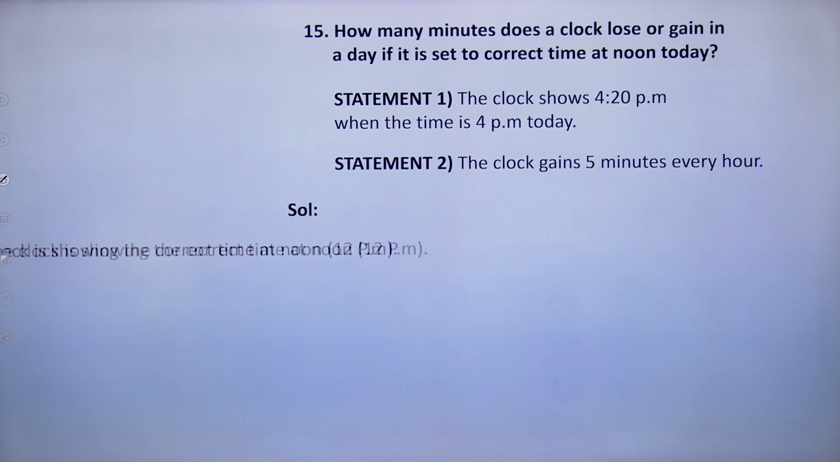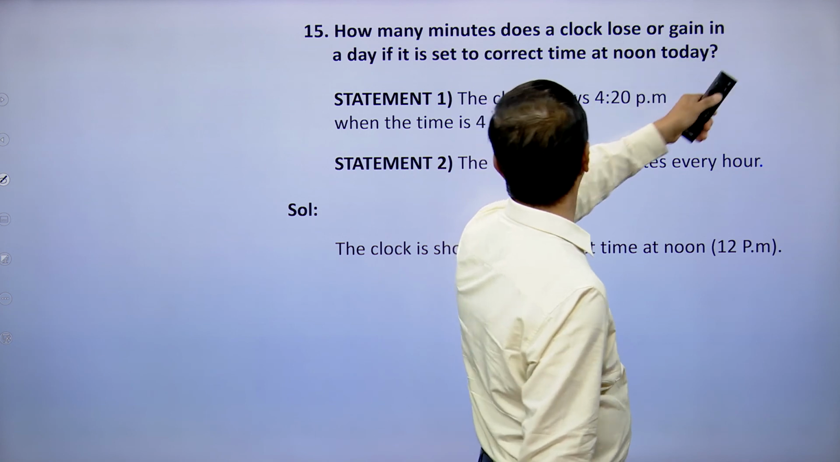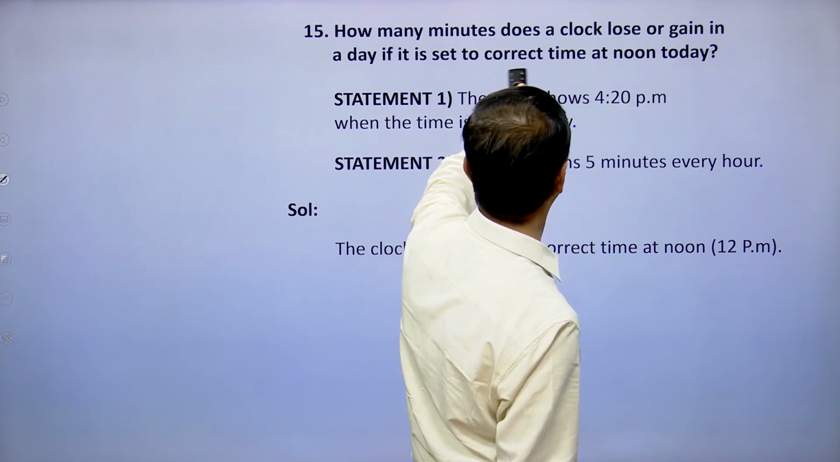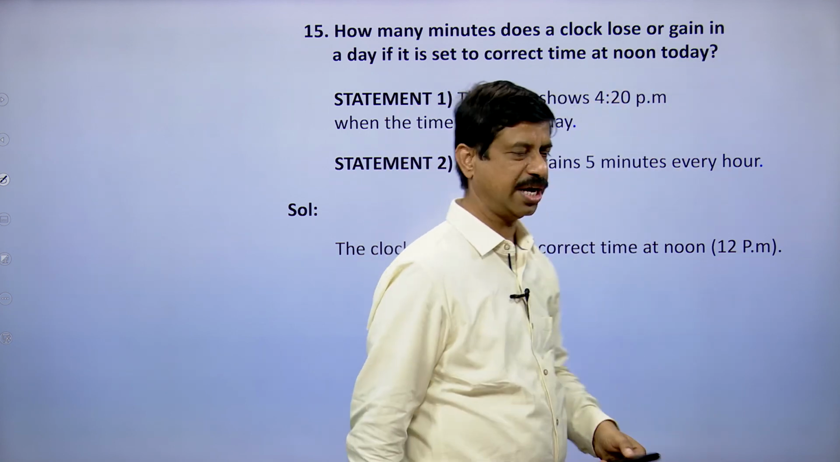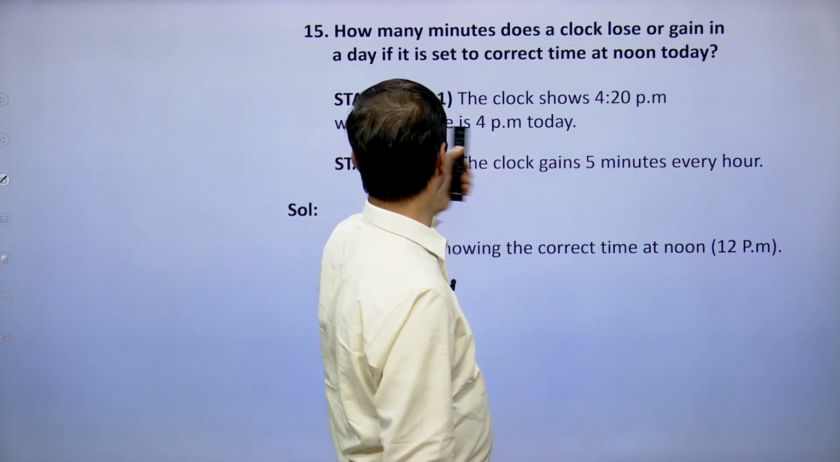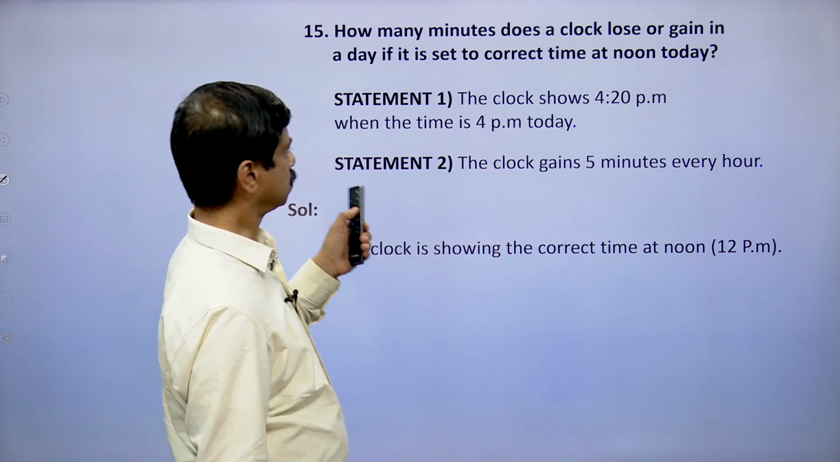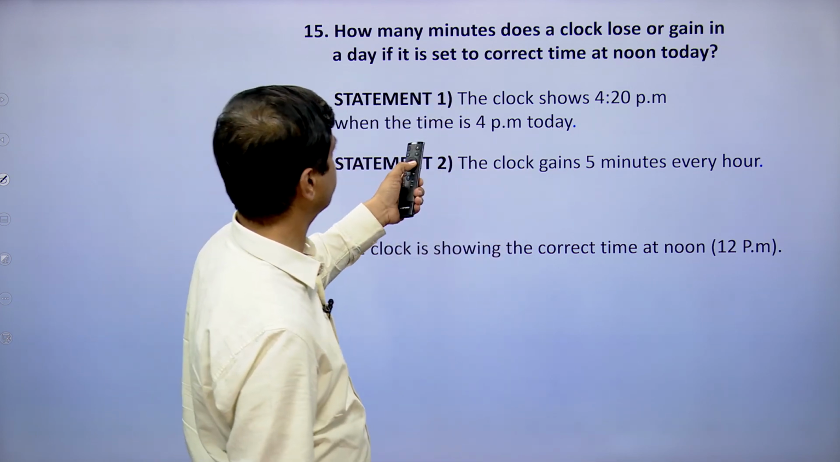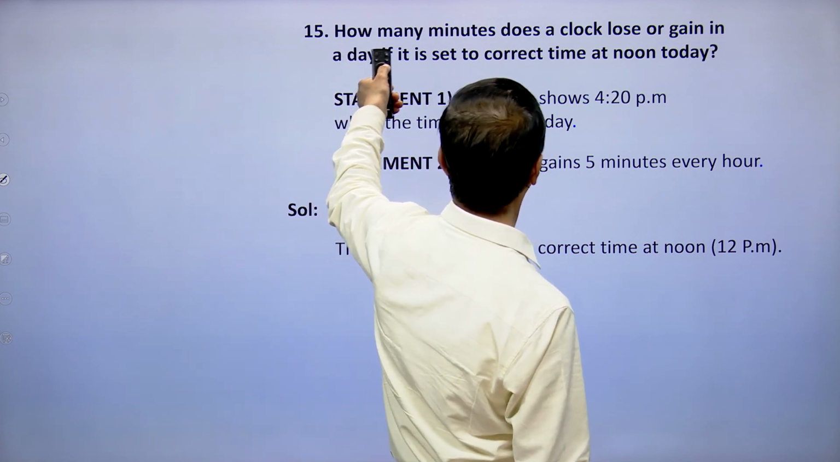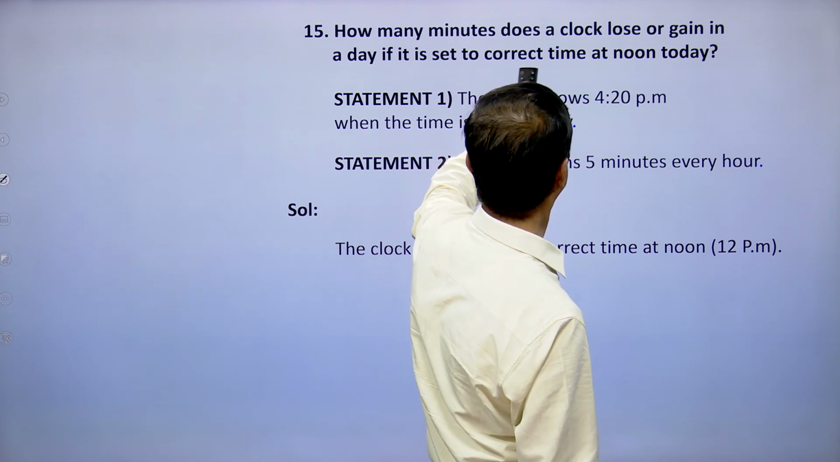Right, let us go to the next question. How many minutes does a clock lose or gain in a day if it is set to correct time at noon today? Statement 1, the clock shows 4:20 p.m. when the time is 4 p.m. today. So, how many minutes does the clock lose or gain in a day if it is set correct at noon?